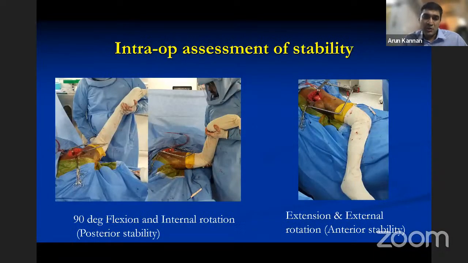So, I mean, you need not have the robot for all these assessments. Traditionally, we've been doing intra-op assessment of stability and to see how much internal rotation we are getting in 90 degrees flexion. We have the point on the figure on the left. And in anterior stability, we put them in extension and external rotation and check for anterior stability. You can see that we put it in 90 degrees flexion, neutral abduction, adduction, and we are able to get about 60, 70 degrees internal rotation easily. And in extension, external rotation, easily 20, 30 degrees of external rotation.